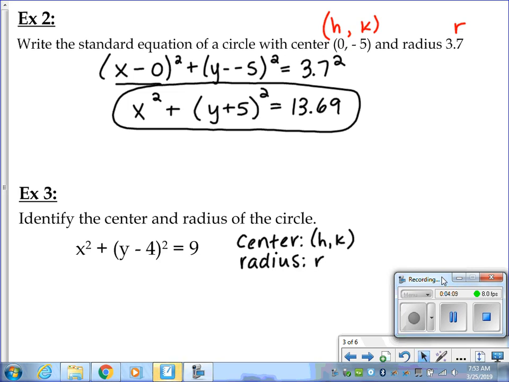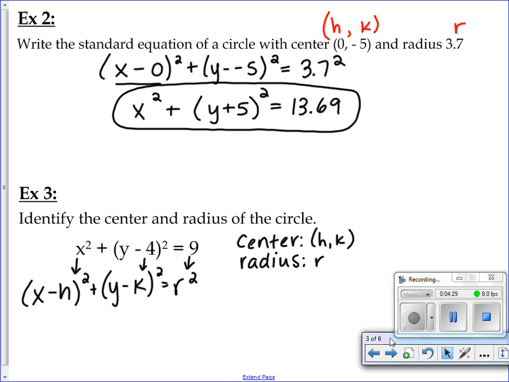So let's take a look at where H and K would be. Well, I know my H is supposed to be over here, and I know this is my K, because this is supposed to be x minus h squared, and then this is y minus k squared, and I know this is my r squared.